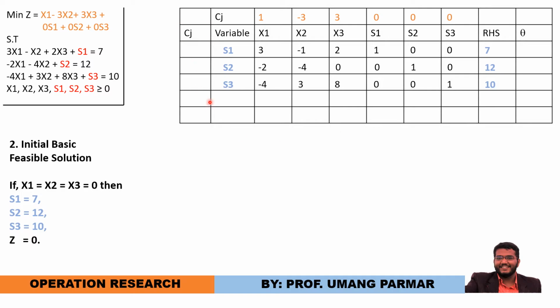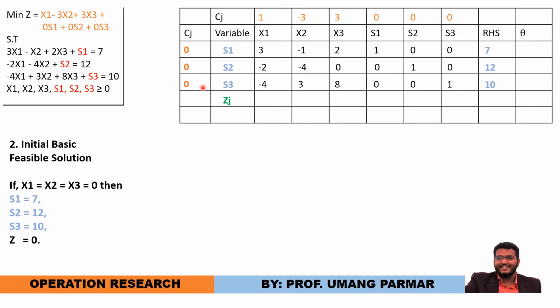Now here it is mentioned that Cj means the coefficient in the objective function. So s1, s2 and s3 have 0, 0 and 0 as the coefficients, so we are writing 0, 0 and 0. You can also write down these values from here. So here there is s1, s2 and s3, and above that there is 0, 0 and 0. So from here also you can write down the values 0, 0 and 0.